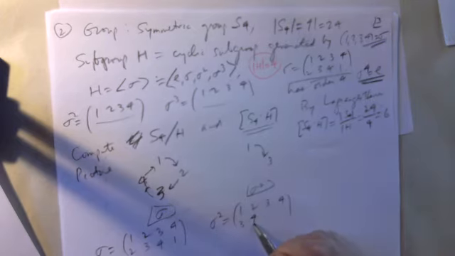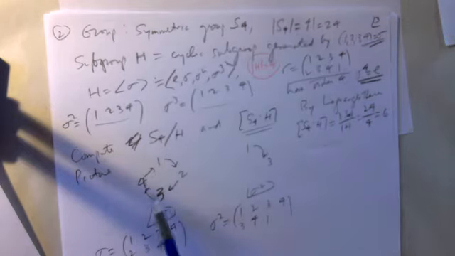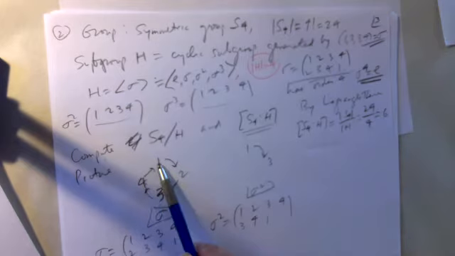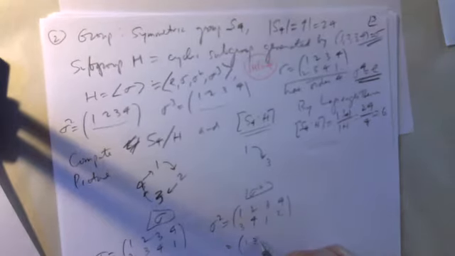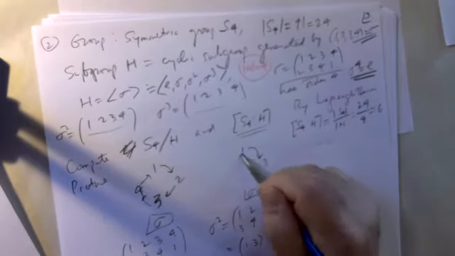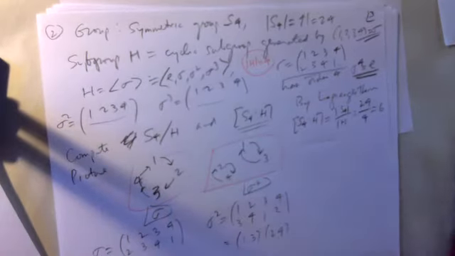What about 2? Sigma sends 2 to 3, and then sigma sends 3 to 4. So 2 goes to 4. What about 3? Sigma sends 3 to 4, and then 4 to 1. So 3 goes to 1. And what about 4? Sigma sends 4 to 1, and then you apply sigma again, you end up at 2. So this is sigma squared, which is really just the product of 2 transpositions, (1 3) and (2 4).